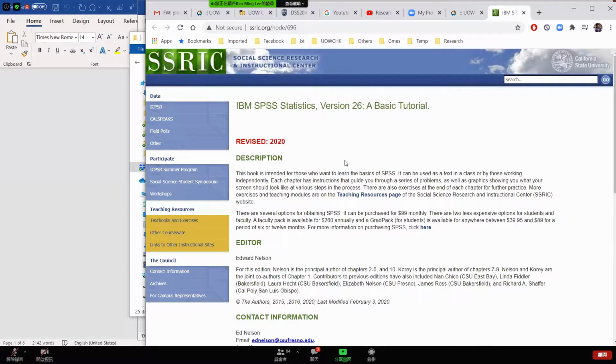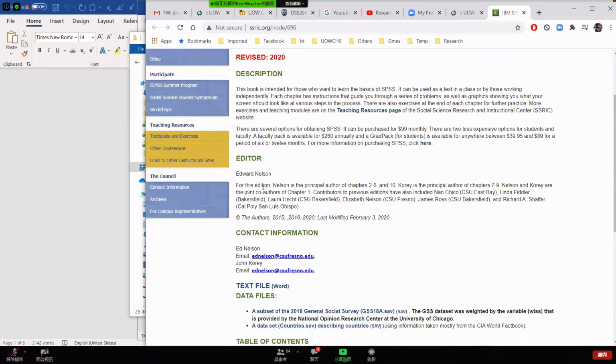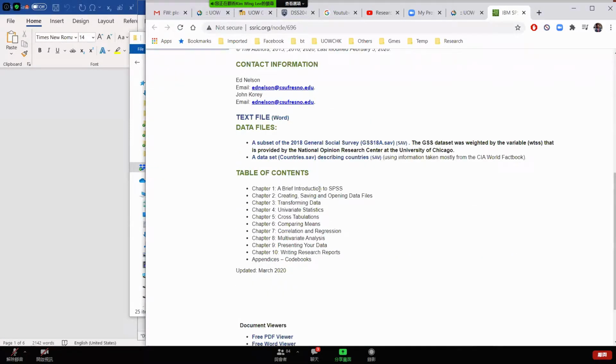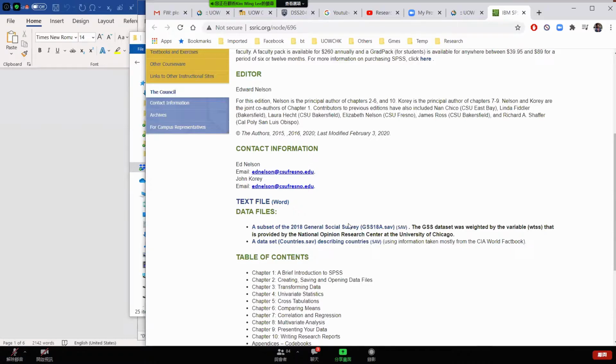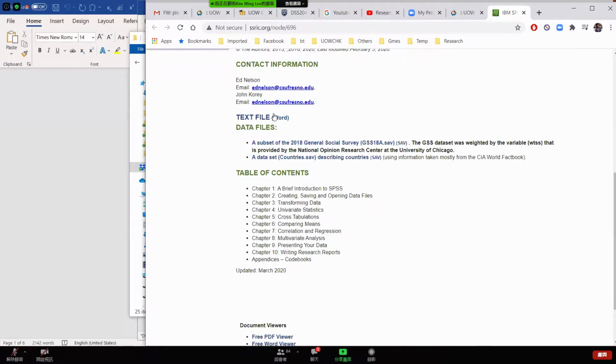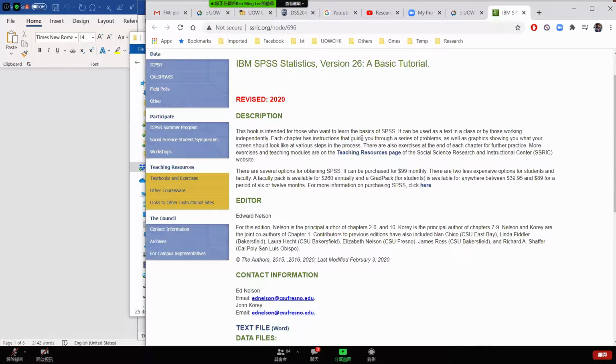This is a basic tutorial, and there are some data sets for you. They have a very clear outline of using and doing SPSS. You can see cross tabulation, comparing means, that means t-test and ANOVA, correlation and regression. All these three topics I will teach. And about multivariate analysis, you can skip those chapters. You can see you can download the whole tutorial. I think you can find it somewhere here. Okay, so this is another one.